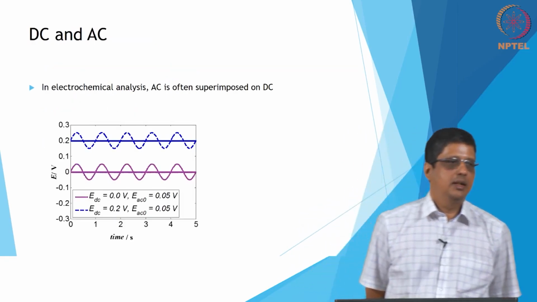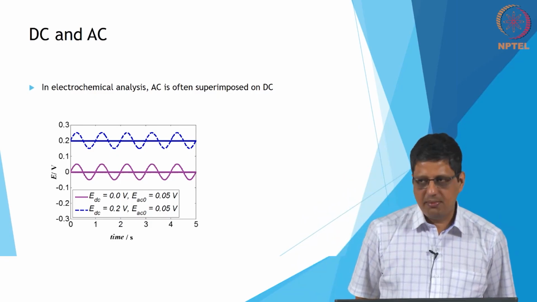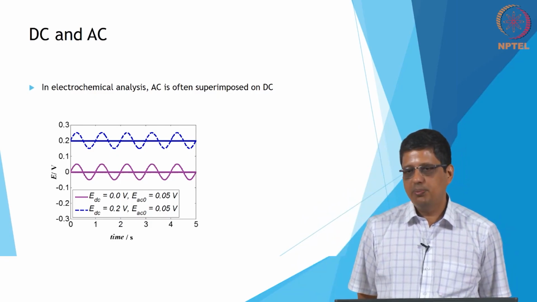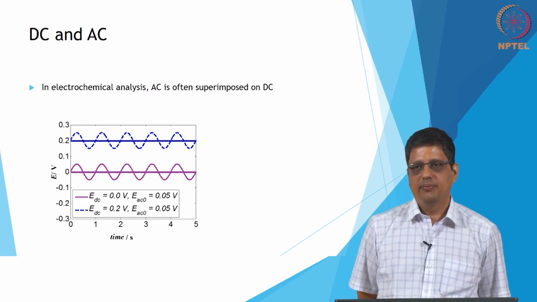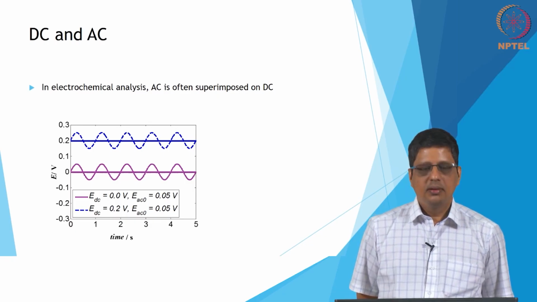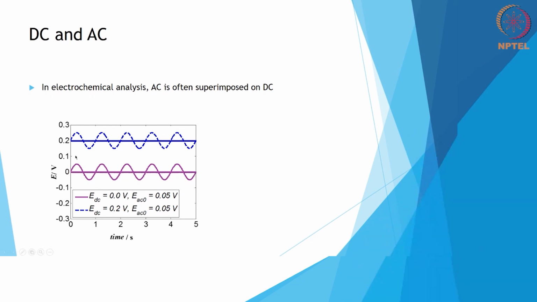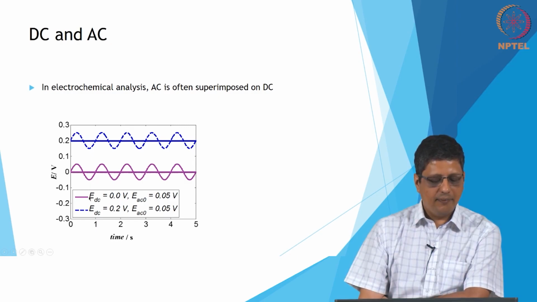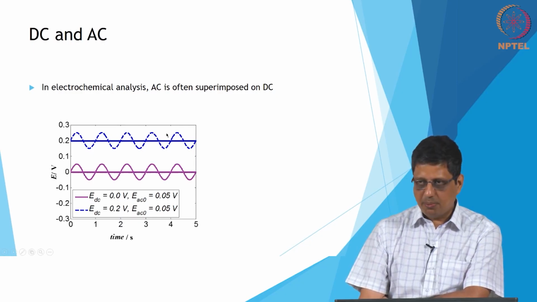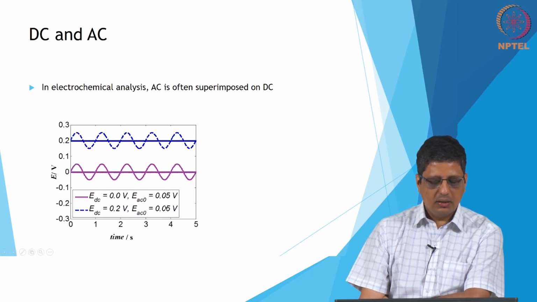In actual electrochemical impedance measurement, many times we superimpose an AC on top of DC. Many times we will just use an AC, okay. Many times, meaning depending on the type of experiments you are conducting and what you want to measure, you may superimpose an AC on top of DC. If you look at the violet color line, it is just an AC with 0 DC bias. If you look at the blue dashed line, it has a 0.2 DC and 50 millivolts of AC superimposed on it at a particular frequency.